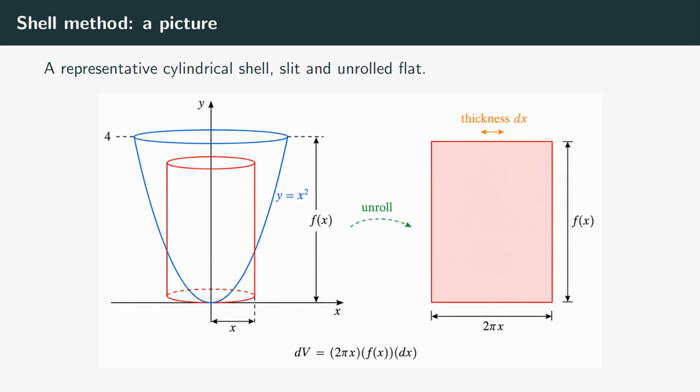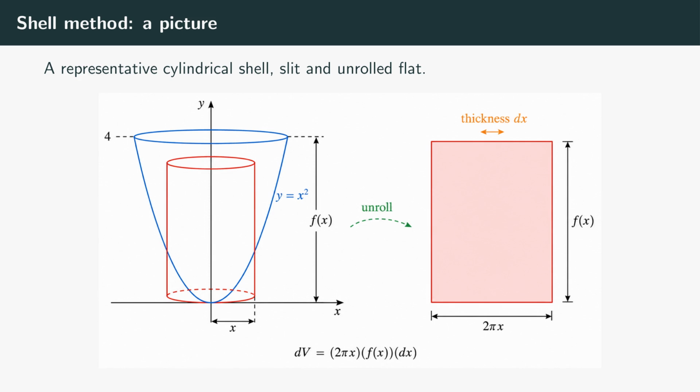Here's the shell picture, side by side. On the left, the 3D solid swept out by rotating y equals x squared around the y-axis. You see the parabolic outline, the top cap as an ellipse at y equals 4, and one representative cylindrical shell highlighted in red at radius x equals 1.2. Its radius is the horizontal distance from the axis. Its height is f of x equals x squared equals 1.44 at this position. Its thickness, infinitesimally, is dx.